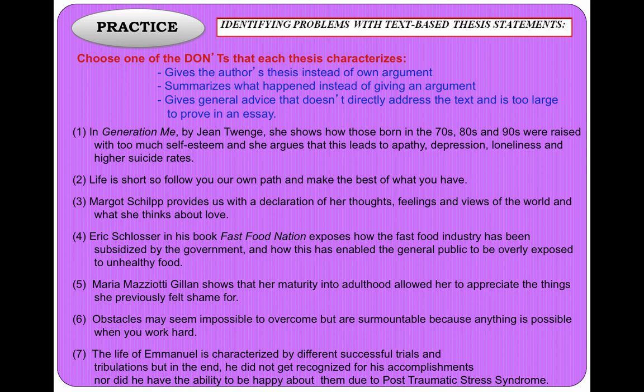4. Eric Schlosser in his book Fast Food Nation exposes how the fast food industry has been subsidized by the government and how this has enabled the general public to be overly exposed to unhealthy food. 5. Maria Mazziotti Gillen shows that her maturity into adulthood allowed her to appreciate the things she previously felt shame for. 6. Obstacles may seem impossible to overcome, but are surmountable because anything is possible when you work hard. 7. The life of Emmanuel is characterized by different successful trials and tribulations, but in the end, he did not get recognized for his accomplishments, nor did he have the ability to be happy about them due to post-traumatic stress syndrome.